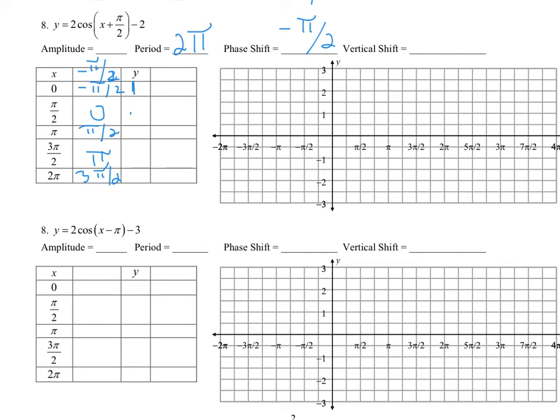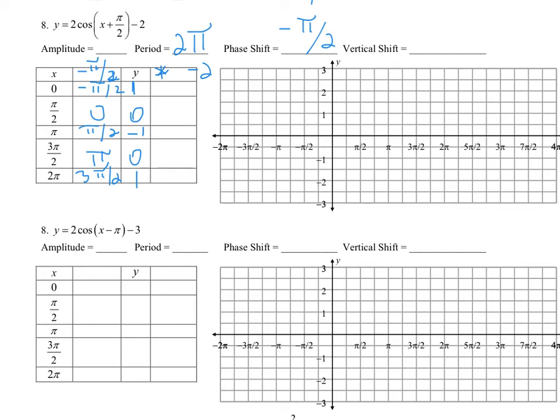Then we go to 0. Then we go to negative 1. Then 0. And then back to 1. So those are the values for cosine. And to cosine, we are going to multiply by 2 and subtract 2. So multiply by 2 and subtract 2.